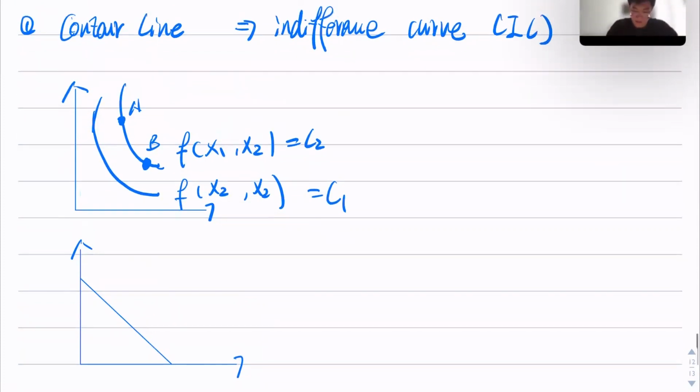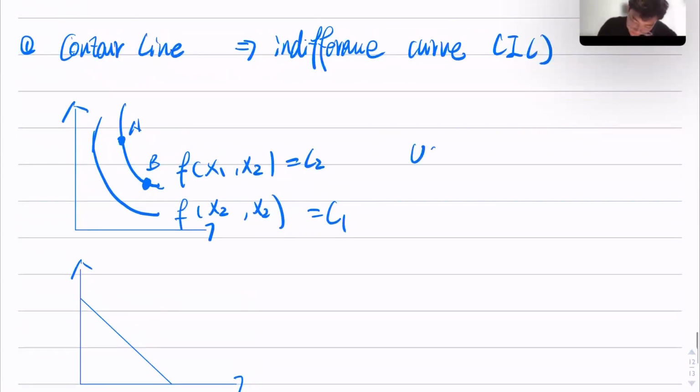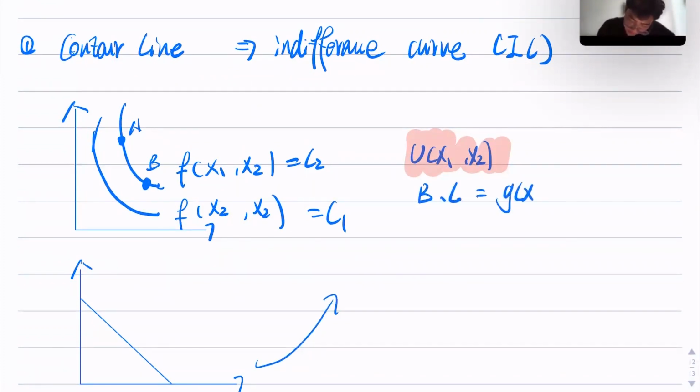So now we can see the function fits perfectly into the Lagrange method by combining the utility function, which we'll call u of x1, x2. This is our utility function. And our budget constraint is simply going to be our g of x. And this utility function is going to be f of x, as we were talking about in the math part.